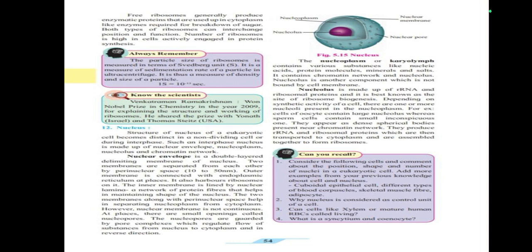Nucleus: the structure of the nucleus of a eukaryotic cell becomes distinct in a non-dividing cell or during interphase. Such an interphase nucleus is made up of the nuclear envelope, nucleoplasm, nucleolus, and chromatin network. The nuclear envelope is a double-layered delimiting membrane of the nucleus. The two membranes are separated from each other by the perinuclear space.